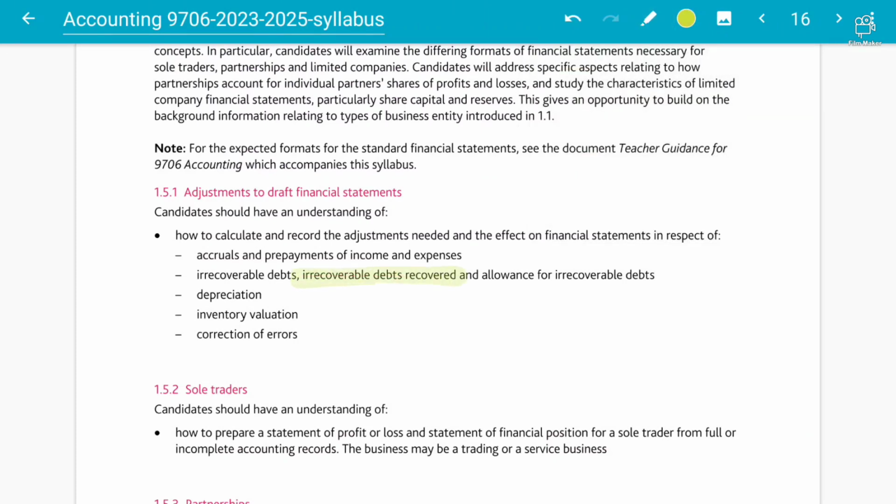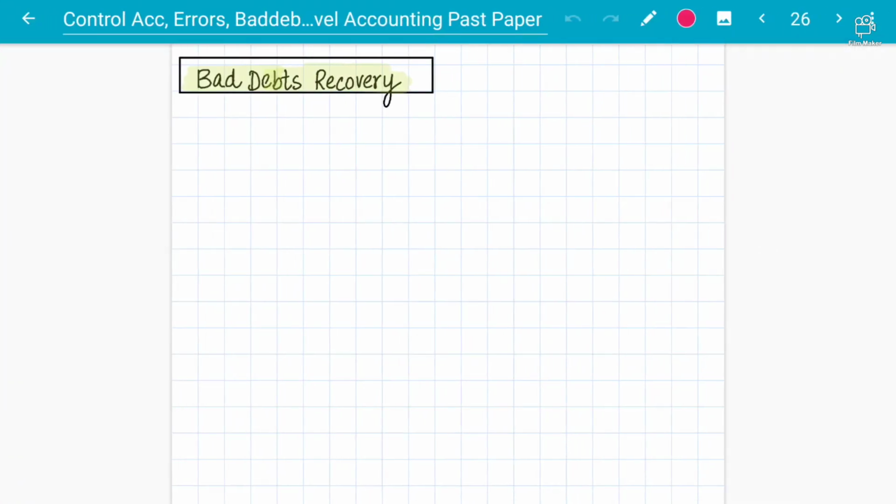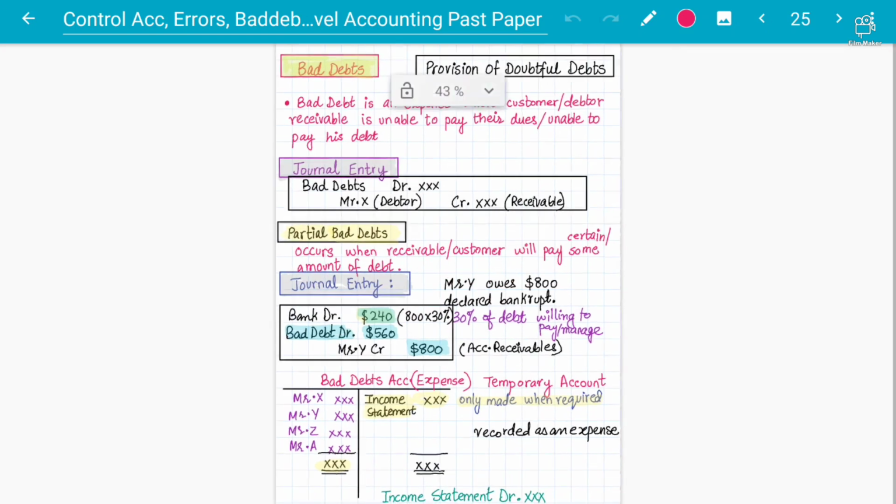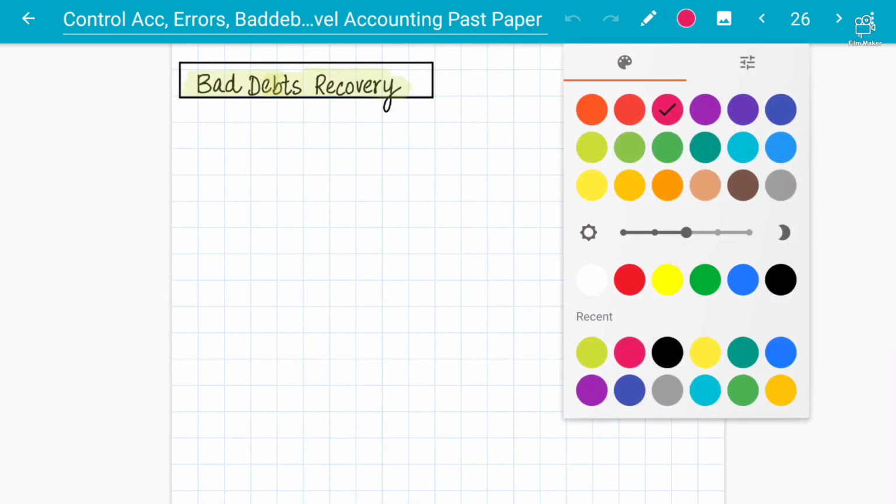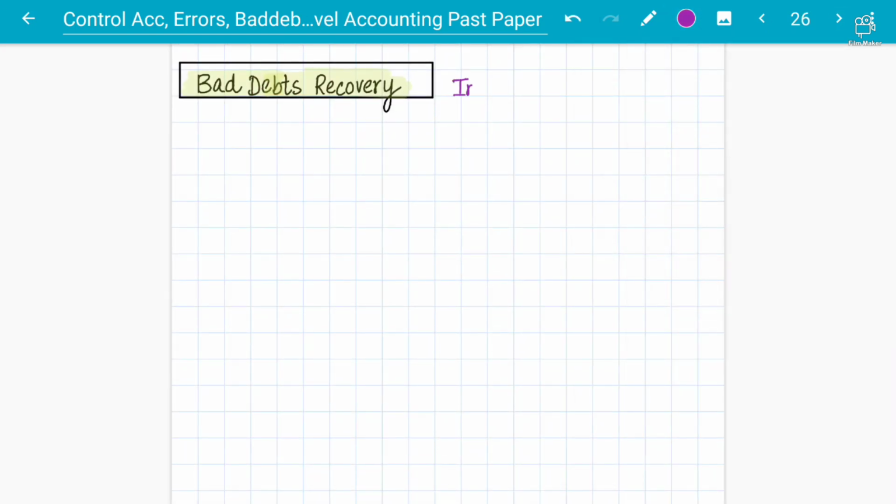Okay, so irrecoverable debts recovered, that's what we are discussing, that bad debts. The other name of this chapter is irrecoverable debts as well. So let's write down that name as well. So we have irrecoverable debts that is recovered. Okay, so what's the definition for the irrecoverable debts recovered or a bad debt?